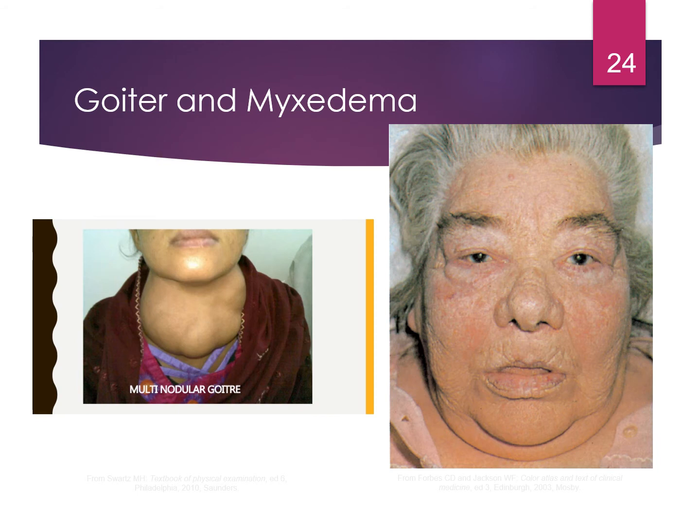Here we can see an example of a goiter on the left-hand side of your screen, and then on the right-hand side, this is what myxedema would look like.